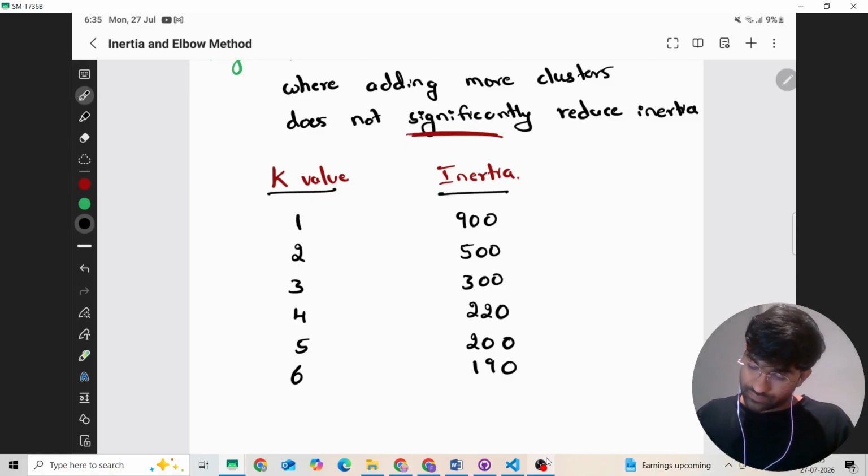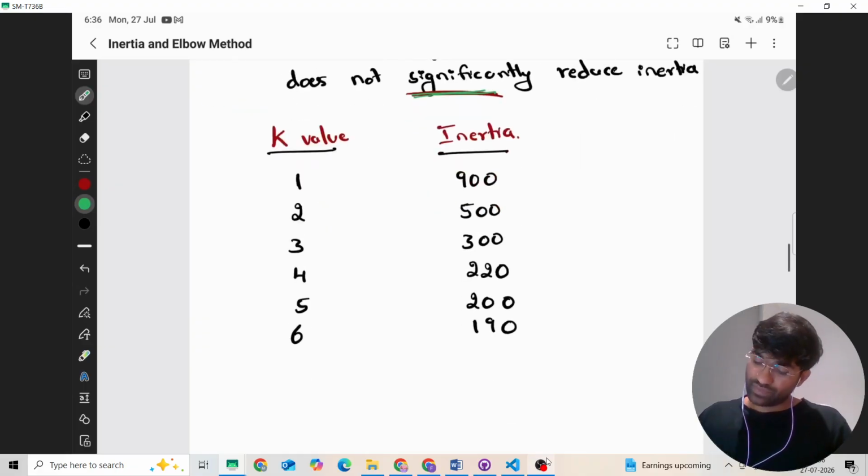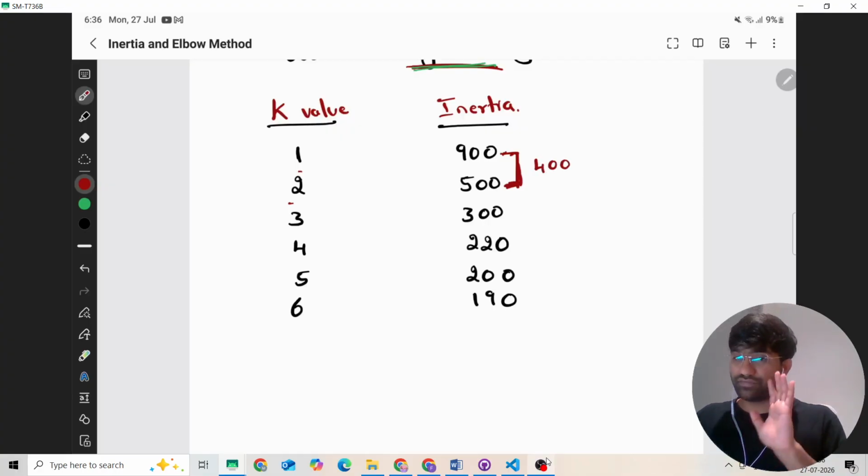Now choose the k value where adding more clusters does not significantly reduce inertia. Let's check here. When k value is 1, inertia is 900, and when k value is 2, inertia has become 500. By how many units has inertia decreased? 400. That is a significant decrease.